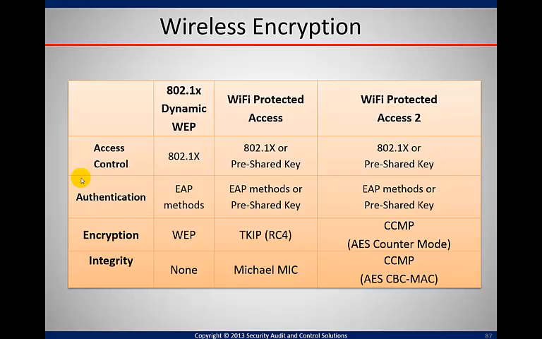And what's important here, from an encryption point of view, WEP does RC4, TKIP with RC4, and then as you can see, WPA2 has much, much better AES, which is Rijndael, with counter mode. Integrity is none on WEP. And as you can see, Wi-Fi Protected Access has some integrity controls, the message integrity check, and then WPA2 has AES, which is Rijndael, with cipher block chaining, and then the message authentication code.